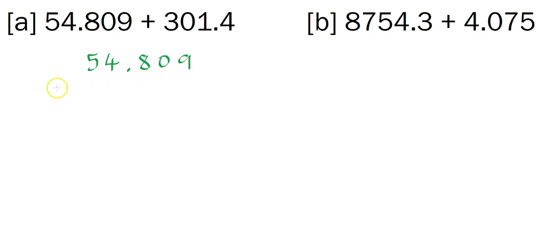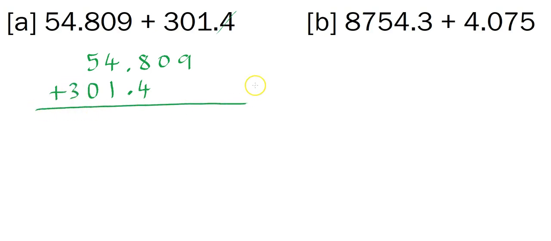54.809 plus 0.4, so that's that bit, and then 103. Just add them up from here. So 9 plus 0, 0 plus 0, 8 plus 4 is 12, so 2 goes down the bottom, 1 gets carried over to the next place value on the left.